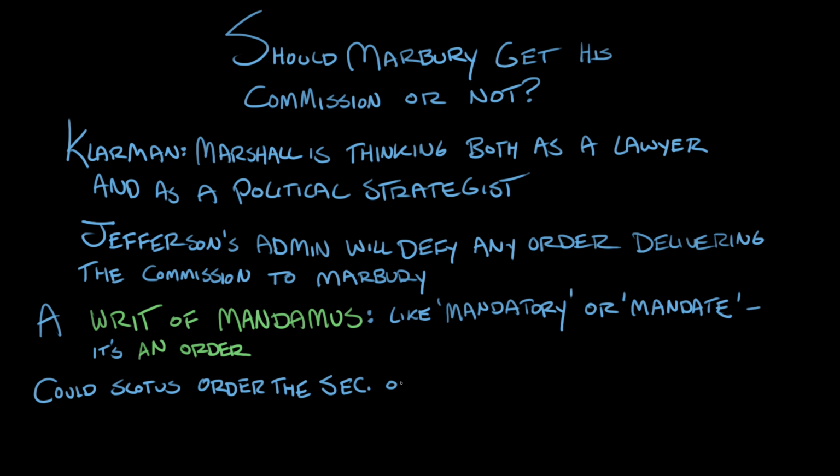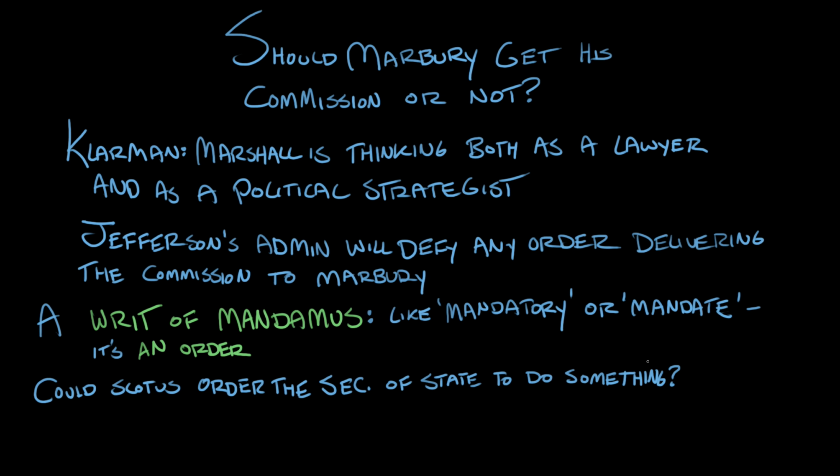So Marshall has to figure out what can he do that isn't going to make the court look hopelessly weak. If he just says there's no jurisdiction, then people are going to think he's supine and he's afraid to challenge the president. But if he orders the president to deliver the commission, which is what he'd like to do, he knows Jefferson will defy him and he has no authority.